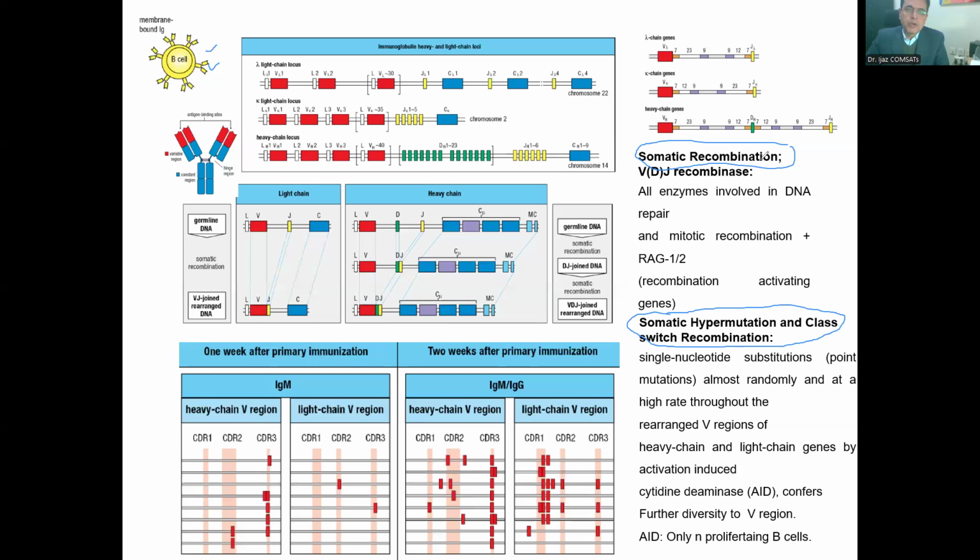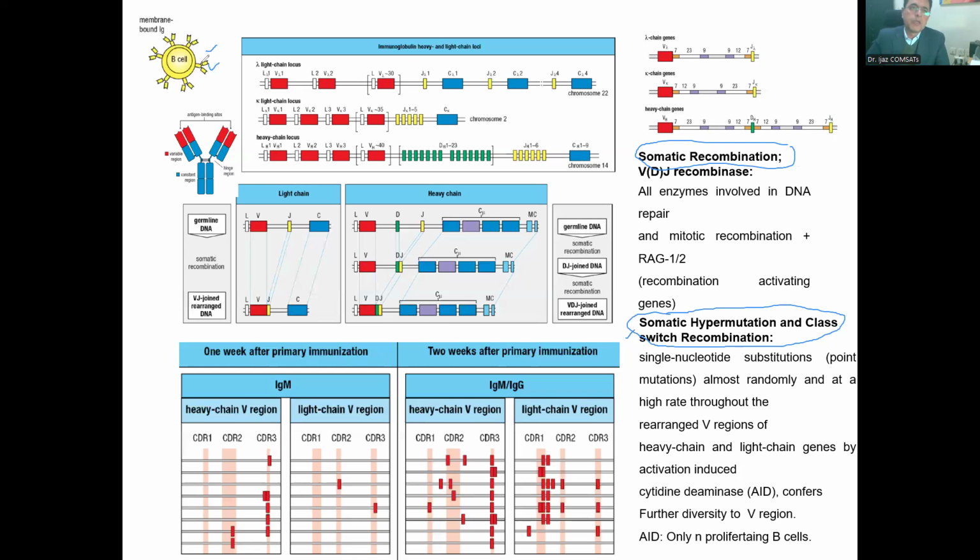The second process would happen to certain types of B cells, but not all B cells. What are those B cells? The name of the second process is somatic hypermutation or class switch recombination. It doesn't happen to all the B cells. It will happen to a B cell that has come in contact with an antigen, or the B cell which has become an effector B cell.